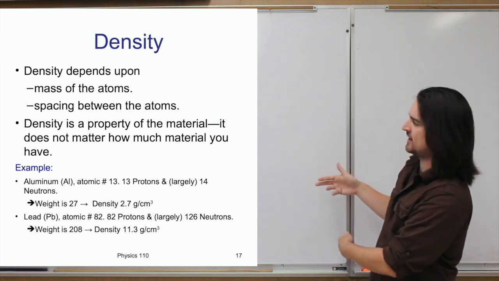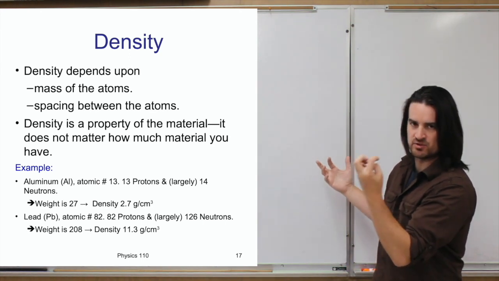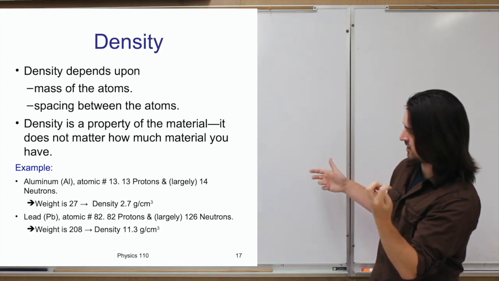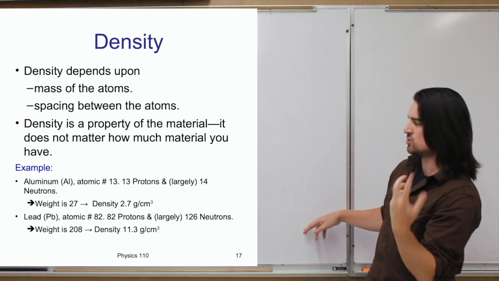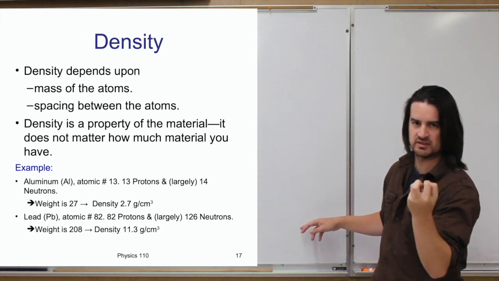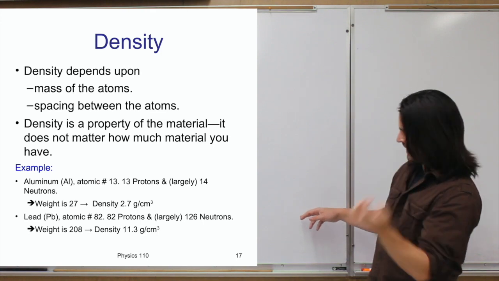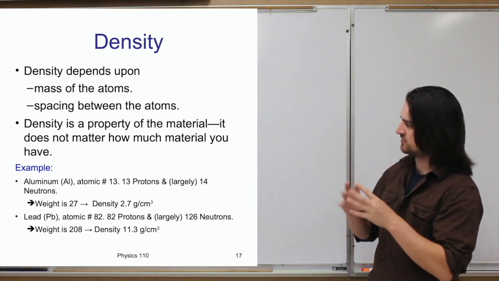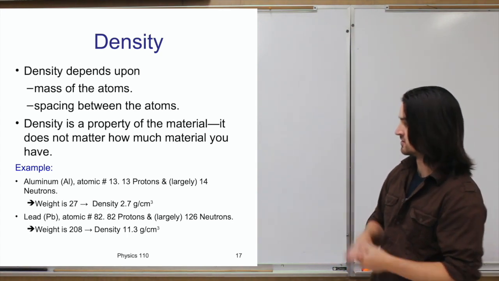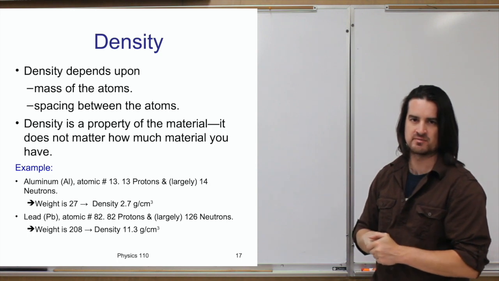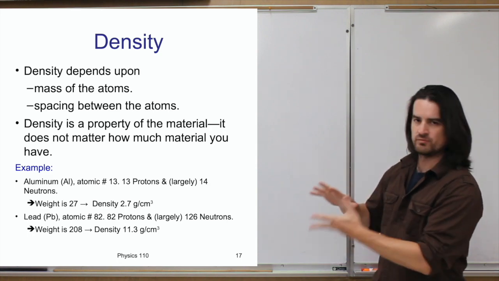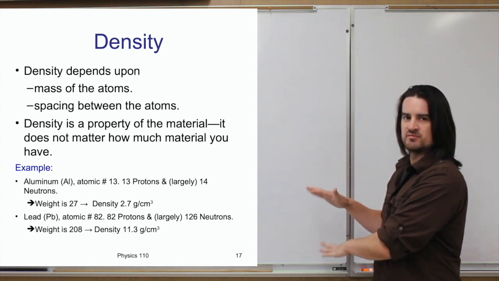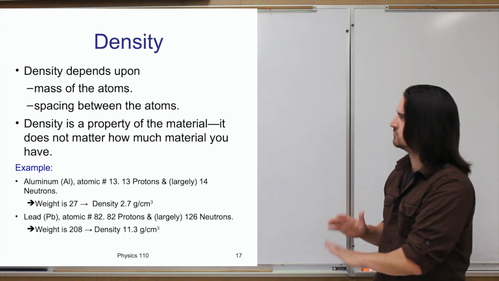So you have a material that has essentially 27 things making up the nucleus, and its density is a little over 2.5 grams per cubic centimeter, versus something that has 208 things making up the nucleus. That one is over 11 grams per cubic centimeter. So the individual mass of each of the atoms makes the material more dense overall. This is not an example of the spacing between the atoms making a difference in density. Well, there's probably that going on there too, but all I'm pointing out here is that differing masses of the atoms will make a material more or less dense.